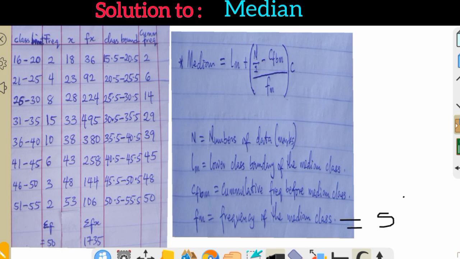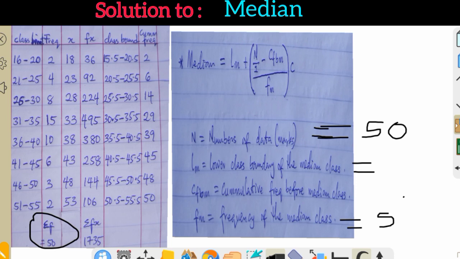We have the number of the data. The data are 50 in number, that is from our summation of F here. So we have 50 here. And then we need the lower class boundary of the median class.